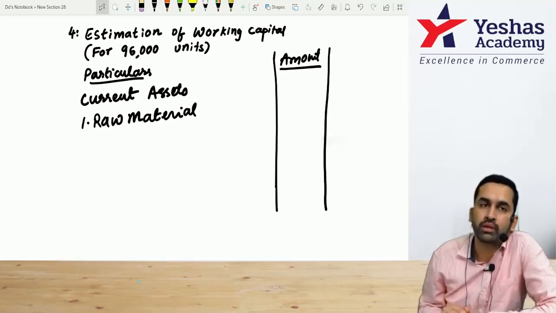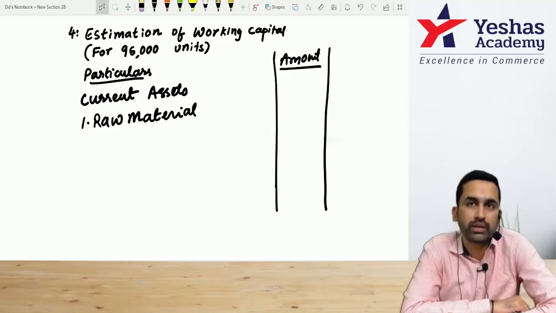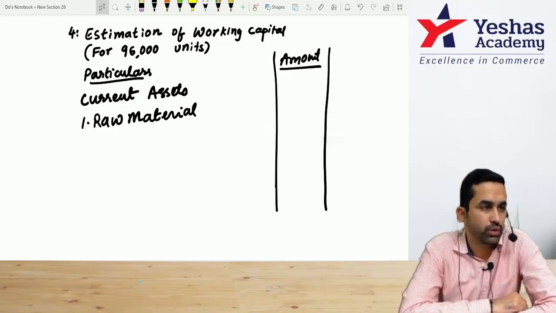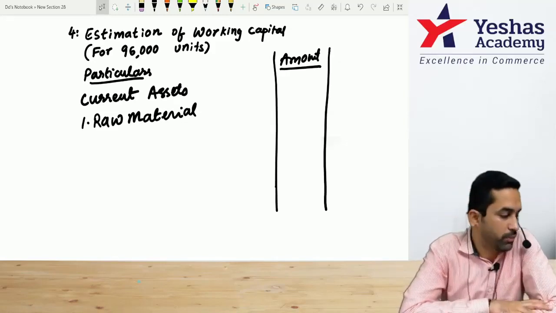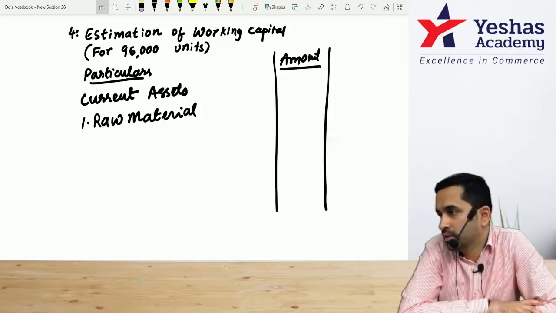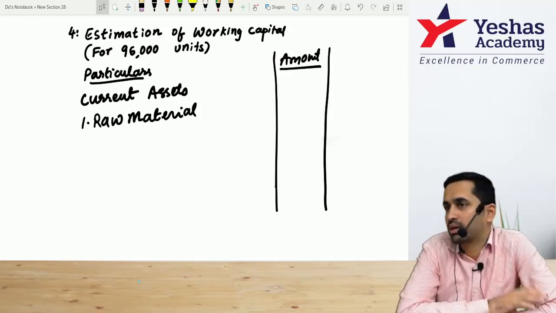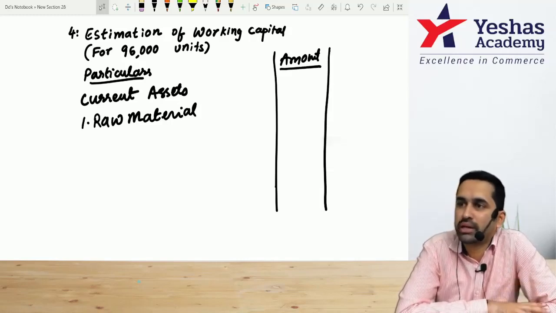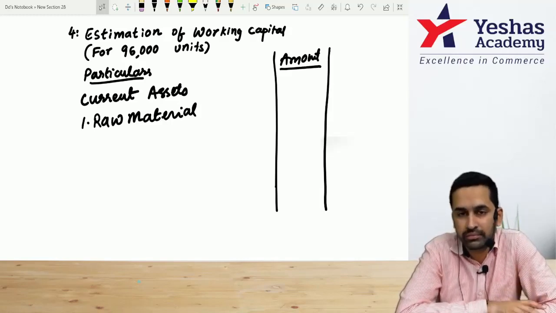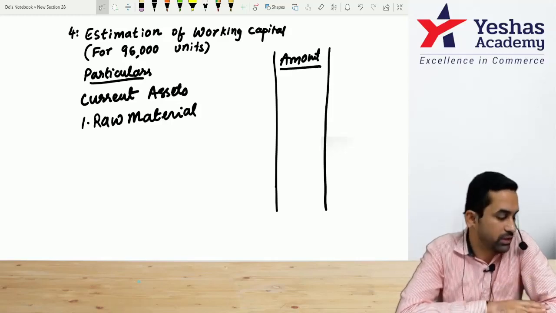Listen to me. In Calci, please. How many units are we planning to produce for the whole year? Into how much is raw material cost as per the cost sheet? 40 rupee. In Calci, 96,000 into 40. Whatever number you have, that's the raw material for the full year. Correct. Now go to adjustment A.